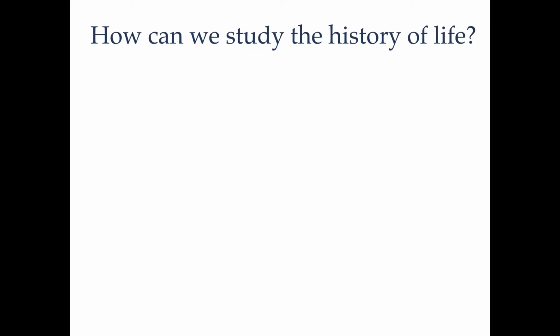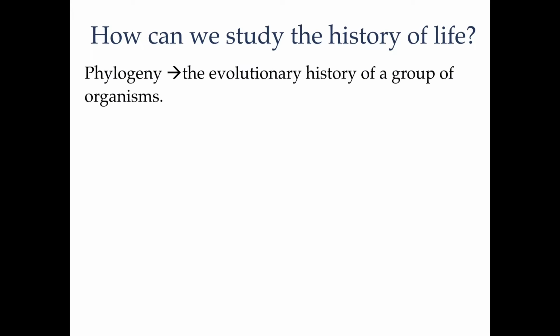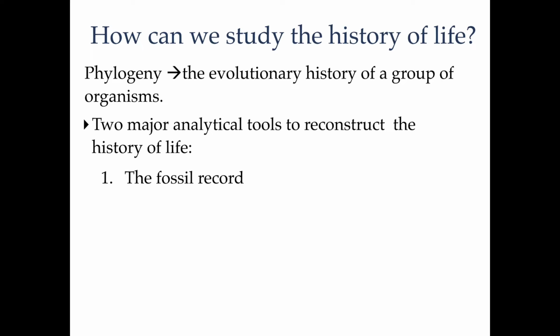So how can we study the history of life, all this life that exists based on our biodiversity, all the life we have on the planet? When we study the history of life, we are actually studying the phylogeny, or the evolutionary history of a group of organisms. How do we do that? We can use two major tools to reconstruct this history of life.